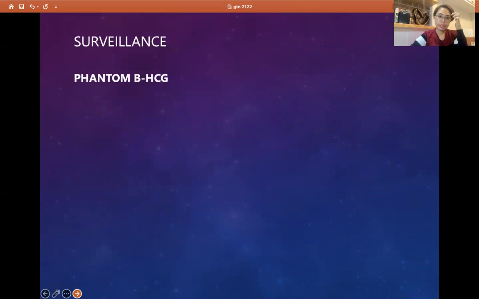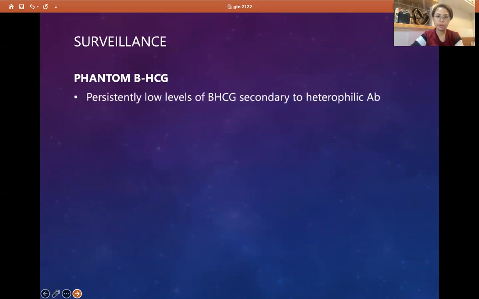There is also what we call the phantom beta HCG. So there are 3 other dilemmas that you'll be facing during the surveillance. There are people with phantom beta HCG, a persistently low level of beta HCG secondary to heterophilic antibodies. So these are the ones that are exposed to farm animals. Because the heterophilic antibodies are large glycoproteins, they fail to be excreted in the urine, and so when we do a urine beta HCG, it's negative. Okay, so that's phantom beta HCG.